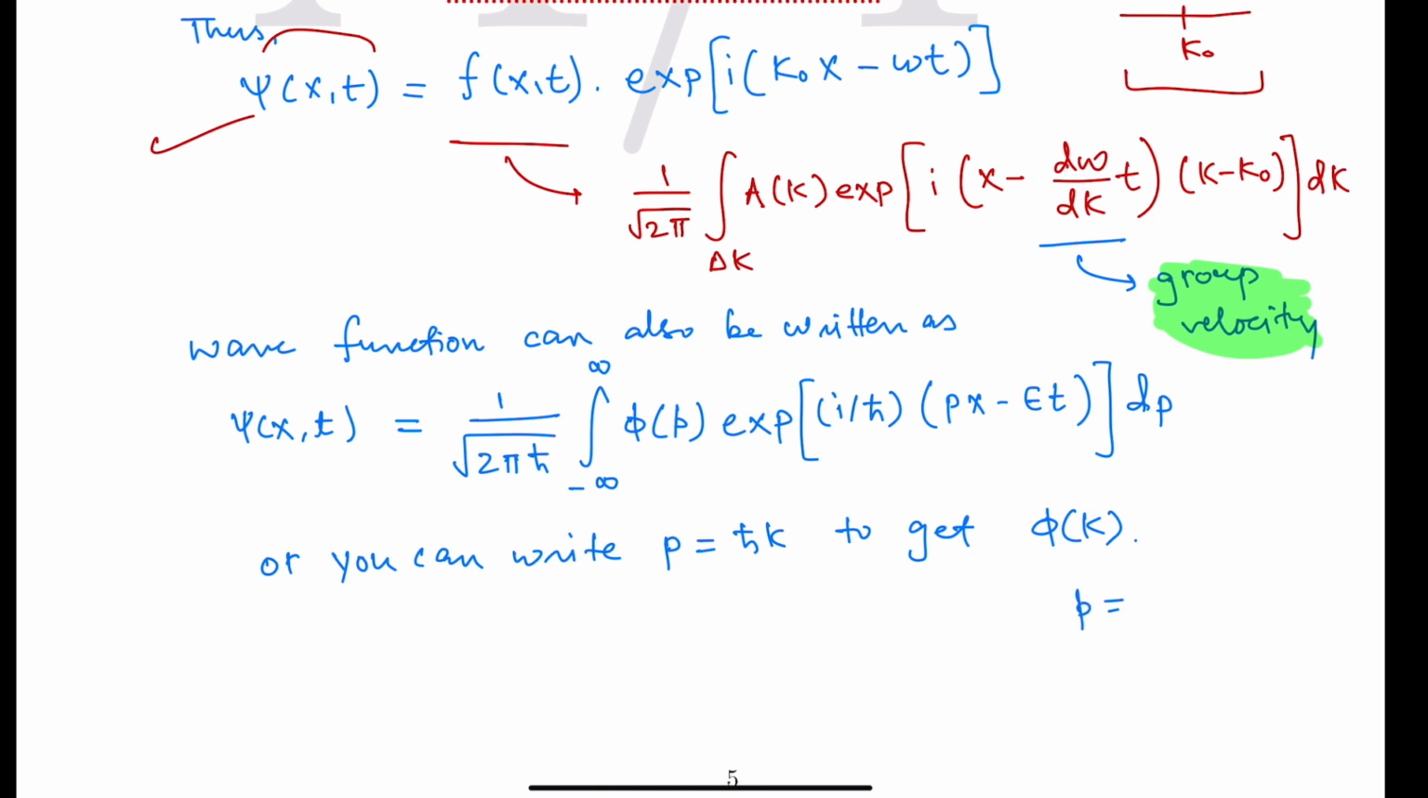Now if you do a Fourier transform and use the expression p equal to h bar k, then you will get the same wave function in its momentum space. Okay, so let us meet in the next part.